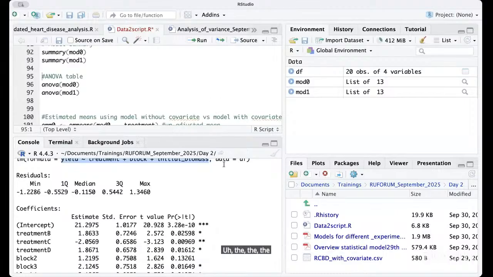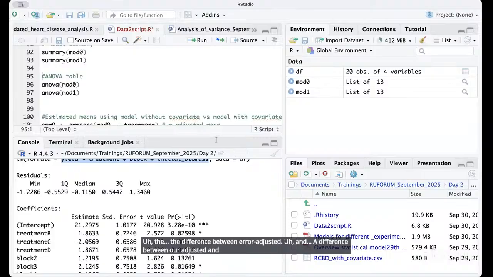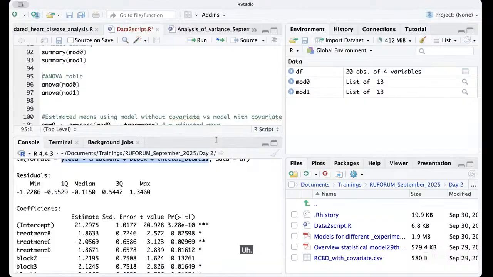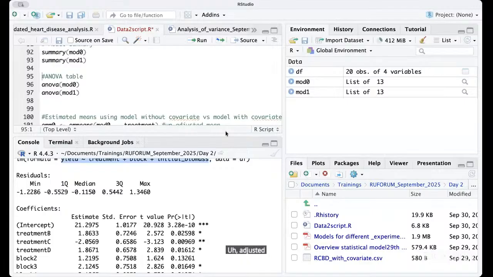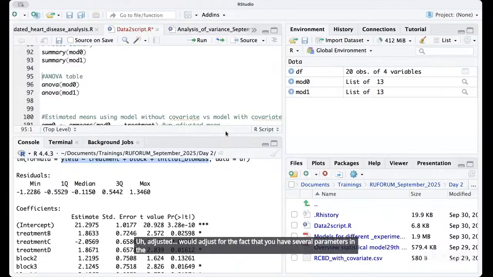The difference between R adjusted and R squared is that R adjusted takes care of the fact that when you have several parameters in the model, it adjusts for the fact that you have several parameters in the model.